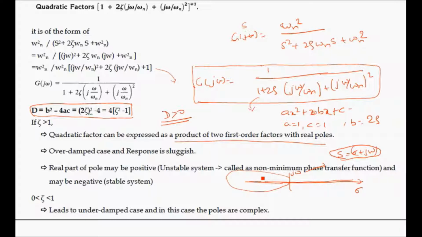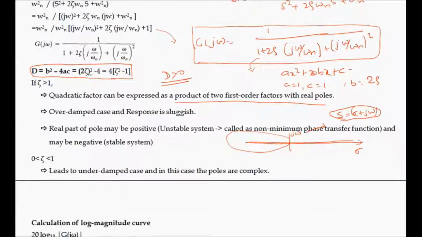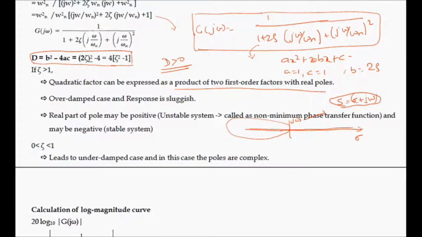Similarly, zeta greater than 0 but less than 1 leads to an underdamped case. In this case poles are complex, so the pole has two components: one is the real component and the other is the imaginary component. And we have already learned that in the underdamped case the response has some peak value, and about such kind of response we will learn in this section.